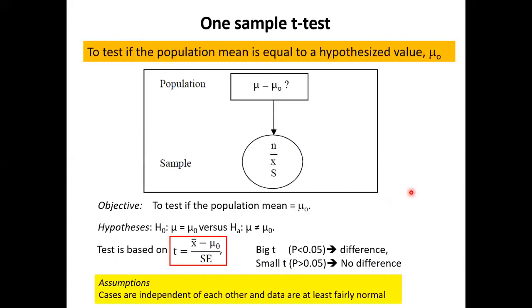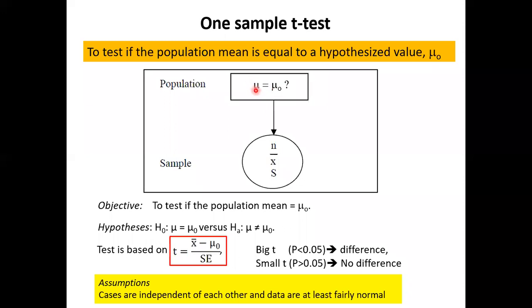All right, we start with the one-sample t-test. When I draw a box like that, that means population. A circle is a sample, right? In the population, mu is the mean. I want to know if the mean BMI equals 25, for example. 25 is the tested value.